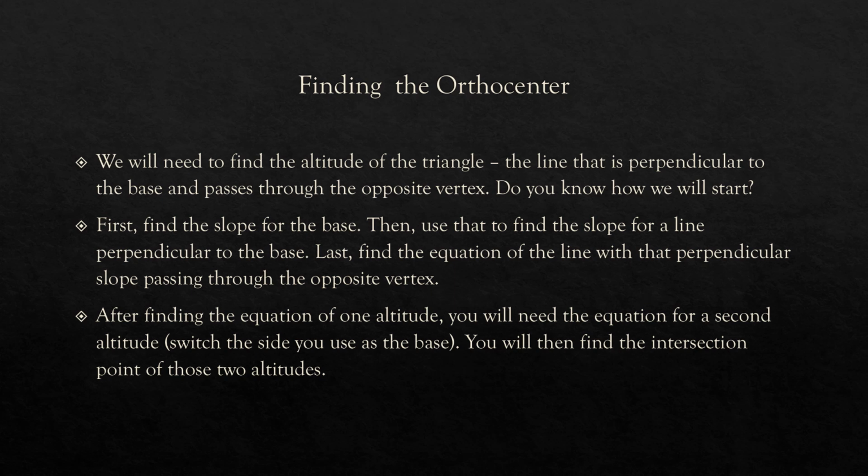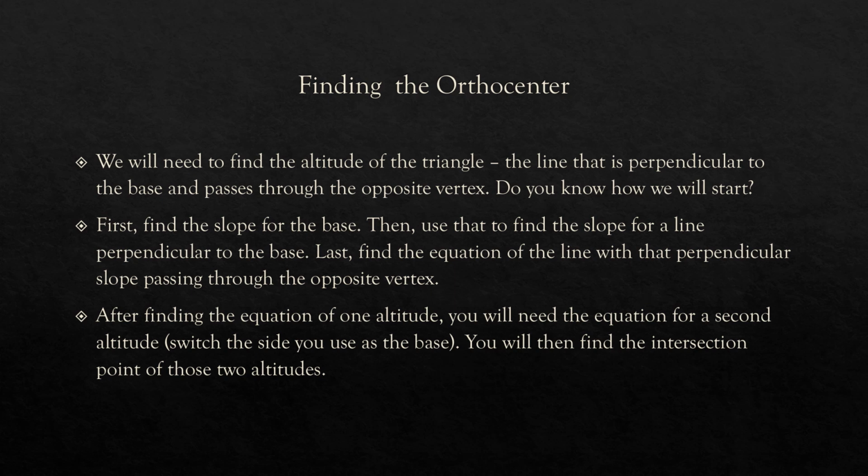When we're finding the orthocenter, we will need to find the altitude of the triangle. That is the line that is perpendicular to the base and passes through the opposite vertex. Do you know how we will start to find that line? First, we'll have to find the slope for the base. Then, we will use that slope to find the line that's perpendicular to the base. Last, we will find the equation of that line with the perpendicular slope passing through the opposite vertex.